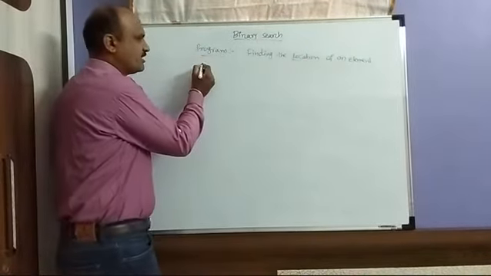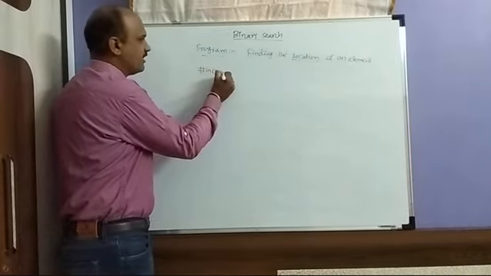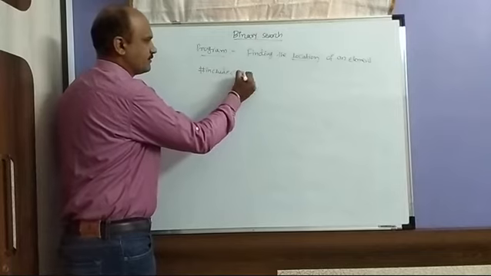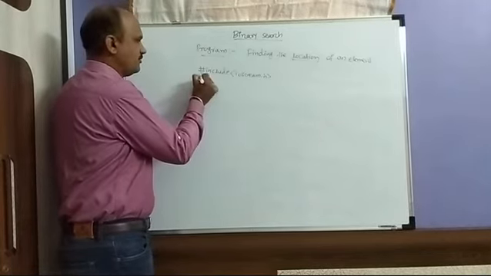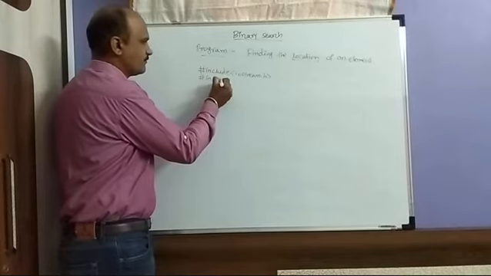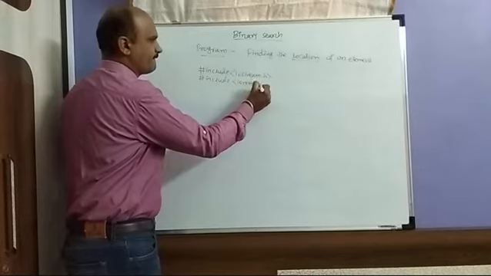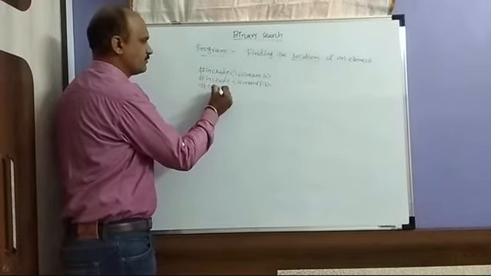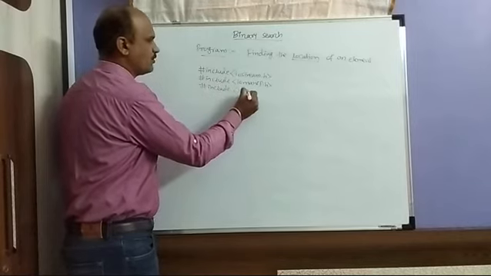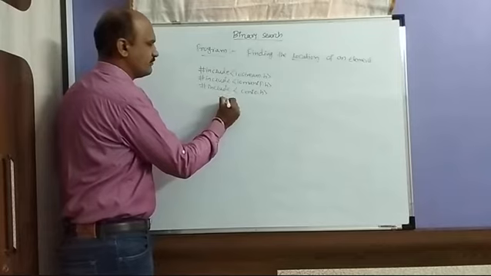So we will start with the header files. Basic header files you have to write, that is iostream.h, iomanip.h, then hash include conio.h. So basic header files. Then start with the main function.